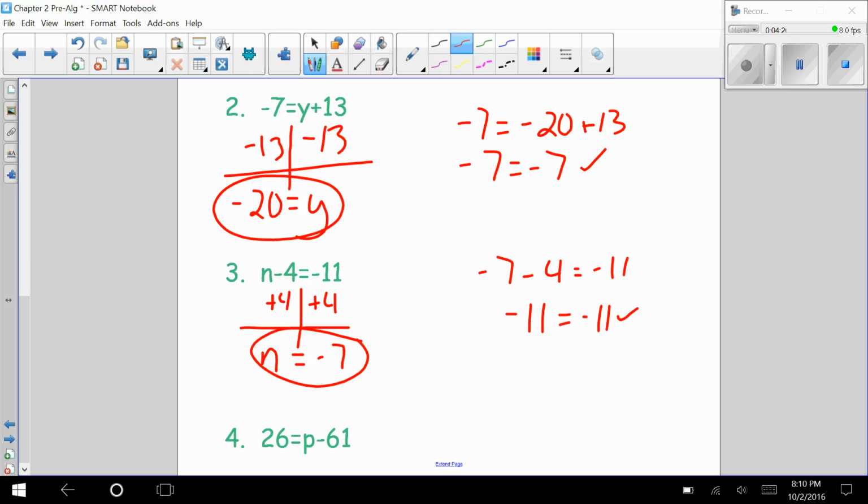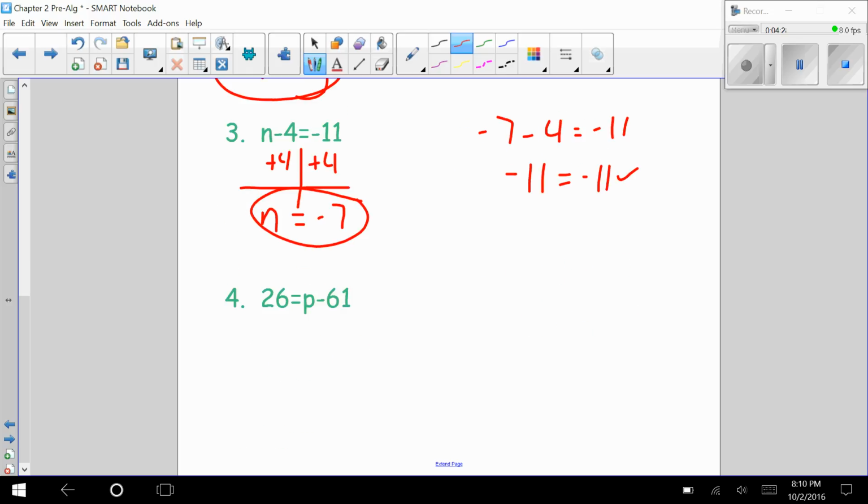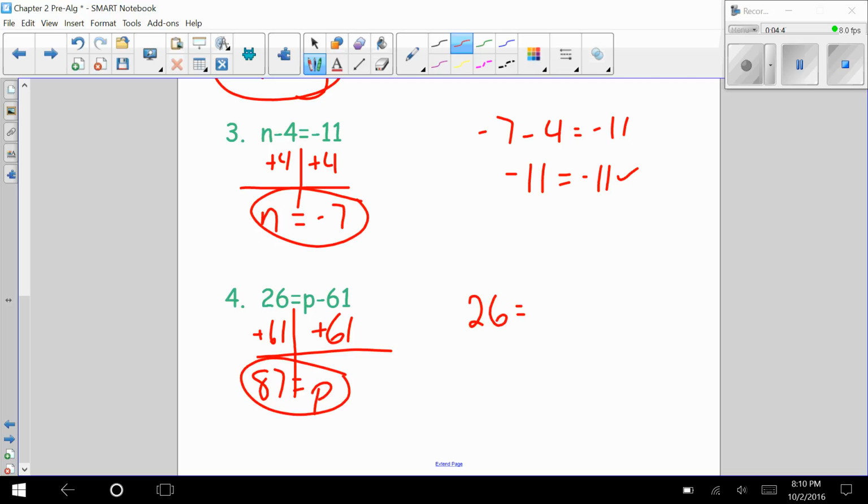So it checks out. And 26 equals p minus 61. Draw my wall. P minus 61 is the side I'm looking at. A minus, to undo it, I plus 61. Plus 61 on both sides. And I get 87 equals p. To check that, I take 26 equals 87 minus 61. 87 minus 61 is 26. So it checks out.